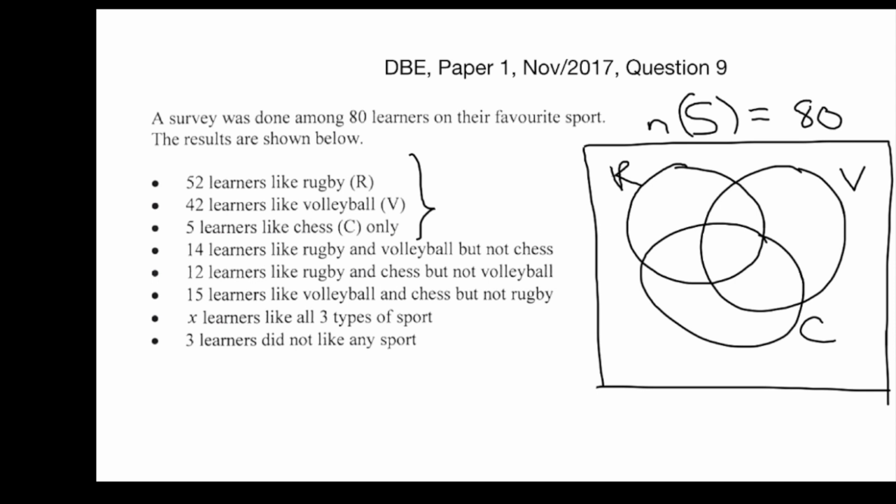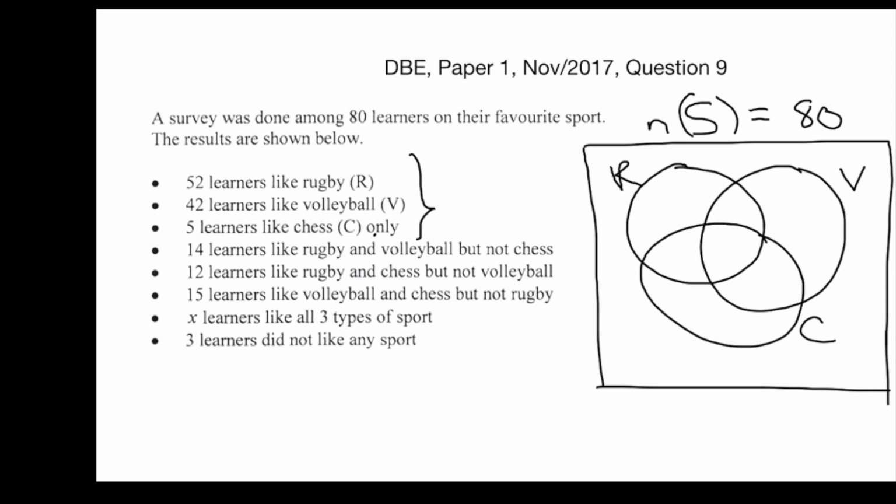It says they like chess only, so we need to read everything very carefully. Now, 14 learners like rugby and volleyball, but not chess. 12 learners like rugby and chess, but not volleyball. 15 learners like volleyball and chess, but not rugby. X learners like all 3 types of sport. 3 learners did not like any sport.